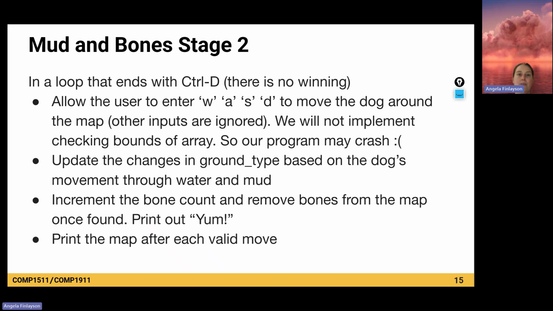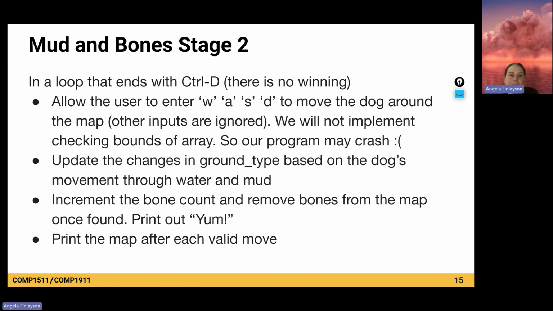All right, as the dog moves around, we've got to update the changes on the map, because if the dog is moving through water or mud, it's going to change mud to grass and grass to mud, etc. Also, the dog might find a bone. The bone has to be removed from the map, and then the bone count has to get incremented. And we also print out yum, if I remember. Then we print the map after each valid move. Although we're just assuming all of the moves are valid for today.